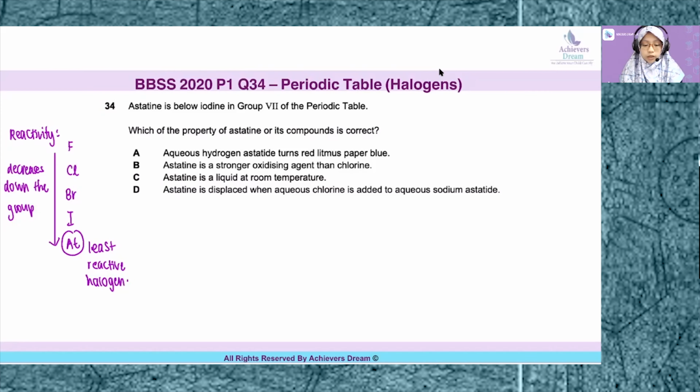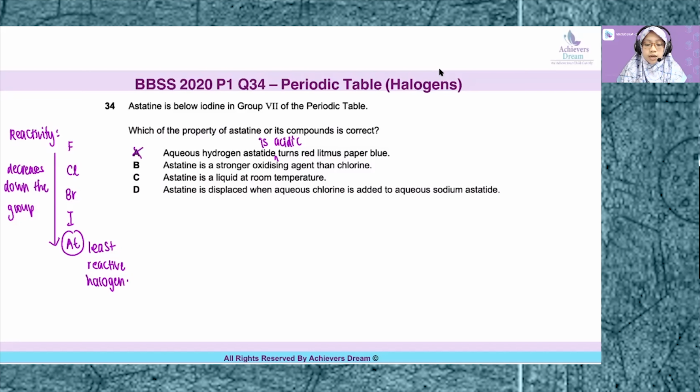Okay, so let's take a look at the options. Option A, aqueous hydrogen acetate turns red litmus paper blue. This is saying that hydrogen acetate is basic, which is false. Hydrogen acetate is acidic, and it will not have any effect on your red litmus paper. Your red litmus paper will remain red. However, if you place in blue litmus paper, it will turn red. So A is out.